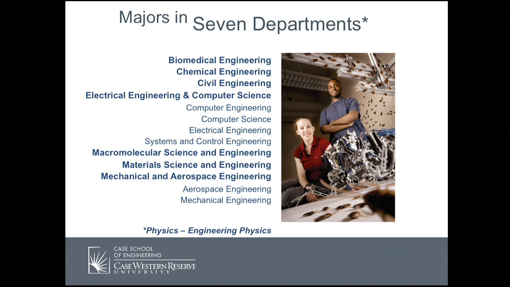And we have 4 degrees in electrical engineering and computer science: computer engineering, computer science, electrical engineering, and systems and control engineering. We've also got the degrees in macromolecular science and engineering, materials science and engineering. Mechanical and aerospace engineering has 2 majors: the aerospace engineering degree and the mechanical engineering degree. And a number of you will be looking eventually at potentially combining 2 of those degrees or potentially doing a major and 1 or more minors. And we can answer questions about those if that's something that you're particularly concerned about.